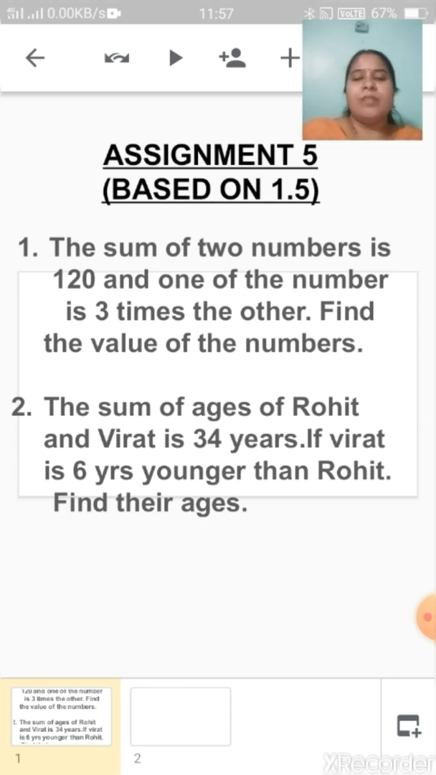Same way the second sum. The sum of ages of Rohit and Virat is 34. If Virat is 6 years younger than Rohit. Now reading the question, I hope you are understanding that I have given you 2 conditions here which you have to assume as x and y, age of those two as x and y, and get 2 equations and simplify it.